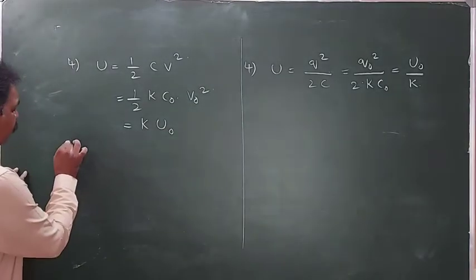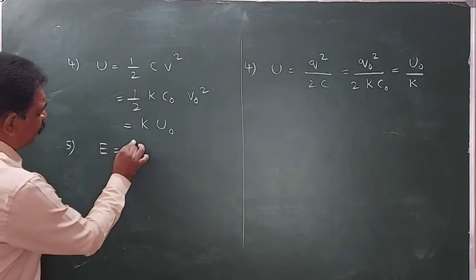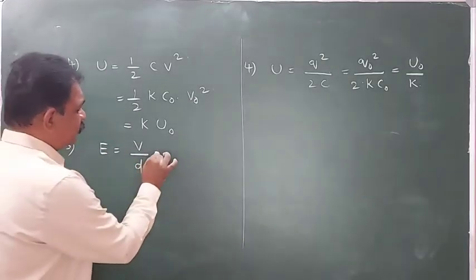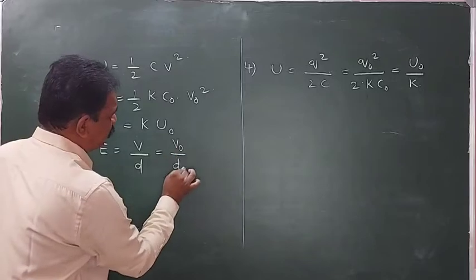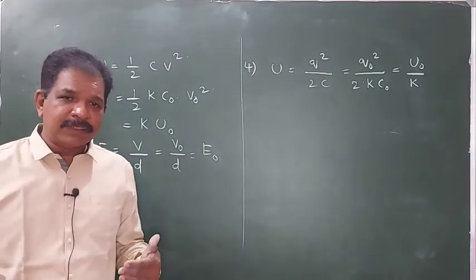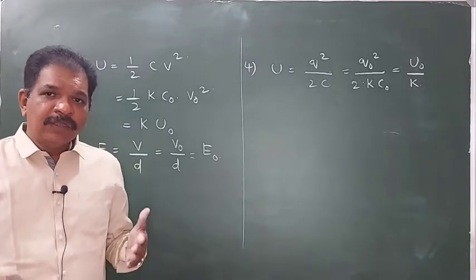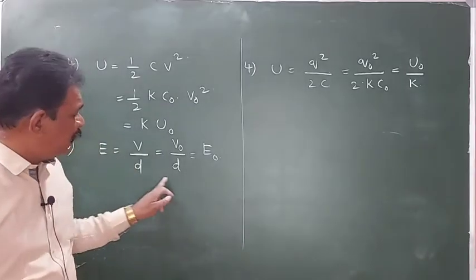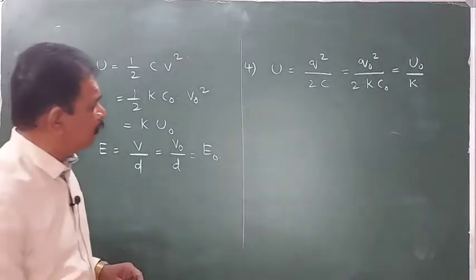Next, fifth point, if you see what will happen to the field. E is equal to V by D. Here V is equal to V naught. So electric field between the plates won't change after introduction of the dielectric if we are not disconnecting the battery.